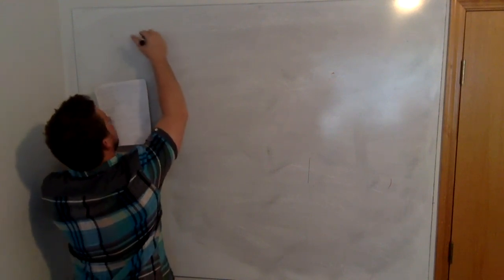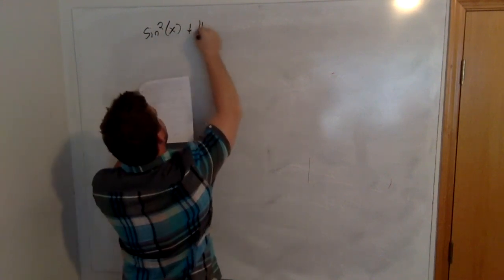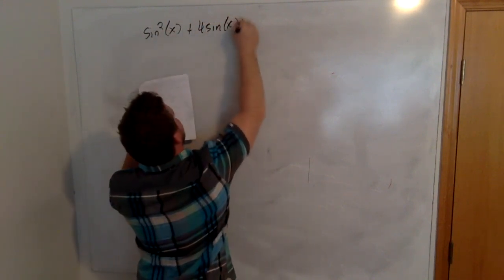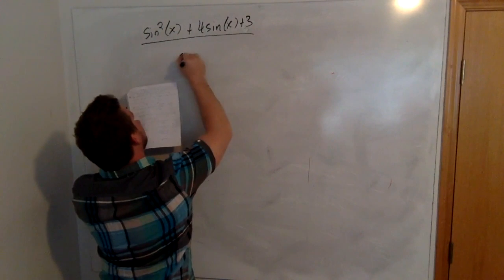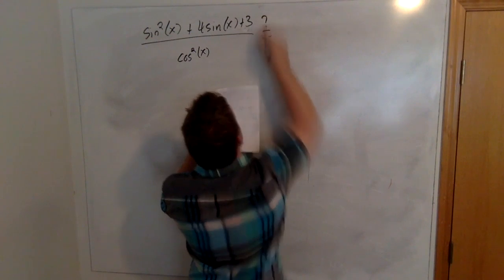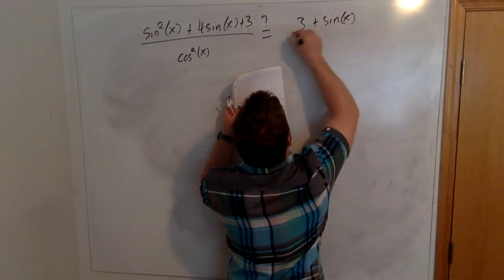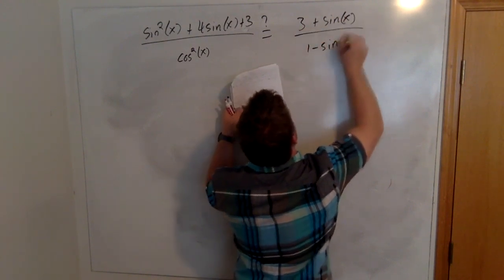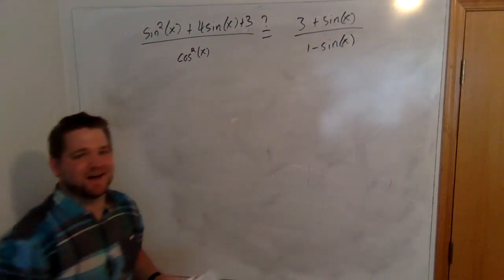Okay, let's say that we have sine squared of x plus 4 times sine of x plus 3 all over the cosine squared of x, and we want to show that this is equivalent to 3 plus sine of x all over 1 minus sine of x. Go ahead and pause the video and see if you can show that these two trig expressions are equivalent.